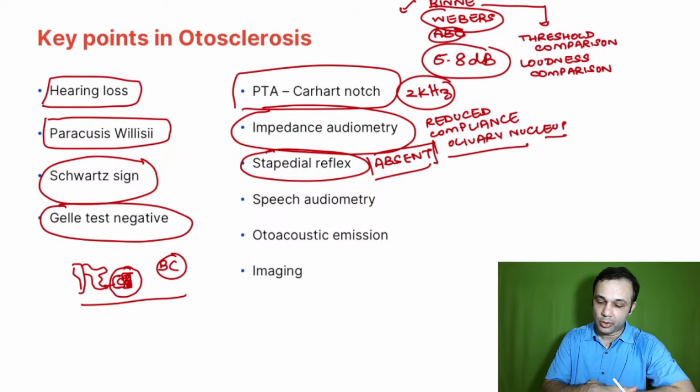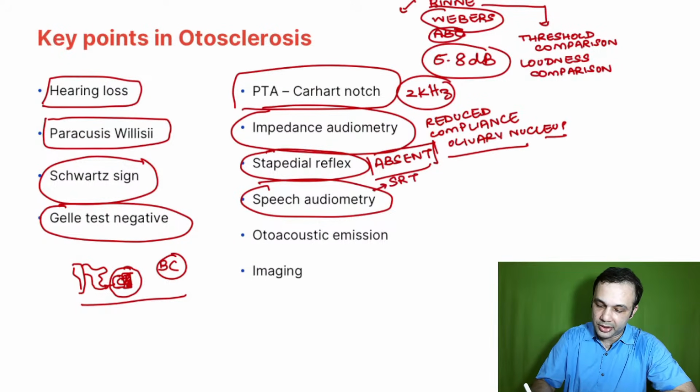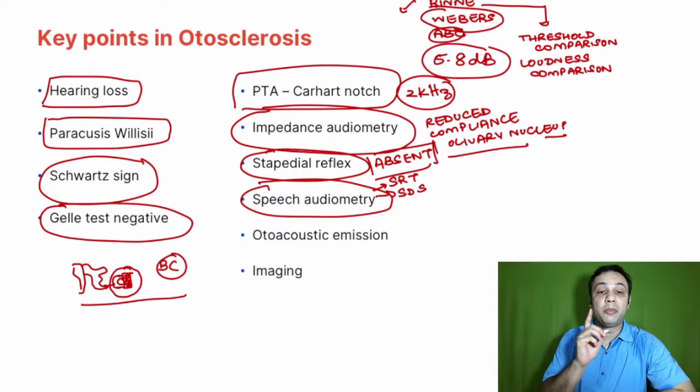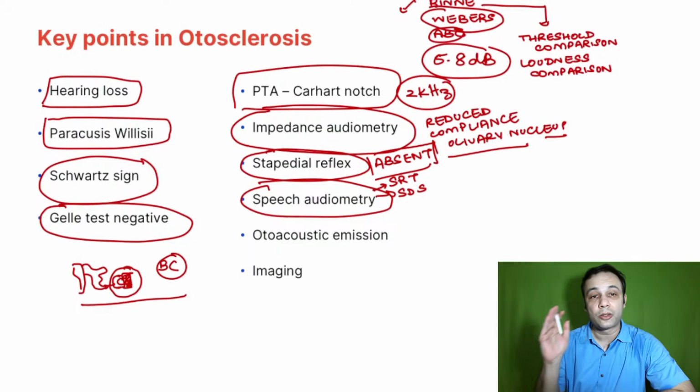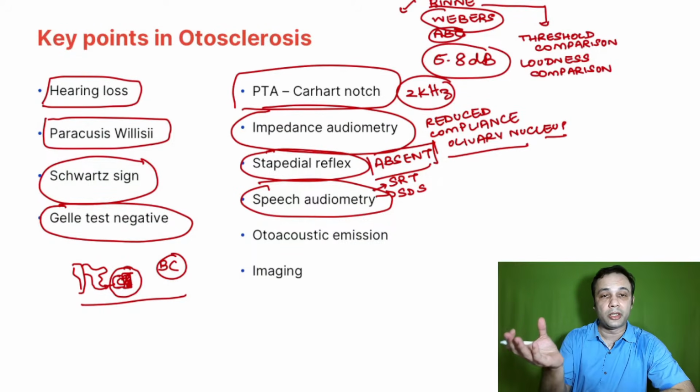So when you talk about speech audiometry, what are the two components of speech audiometry that you have? You have the speech reception threshold and the speech discrimination score. Remember, speech audiometry is worse in cases of retrocochlear hearing loss. Whenever there's a retrocochlear lesion, for example, tumors of the auditory nerve, the speech audiometry is worse.